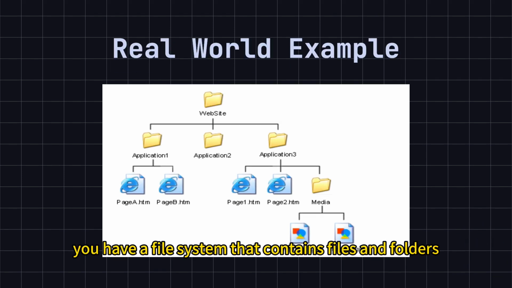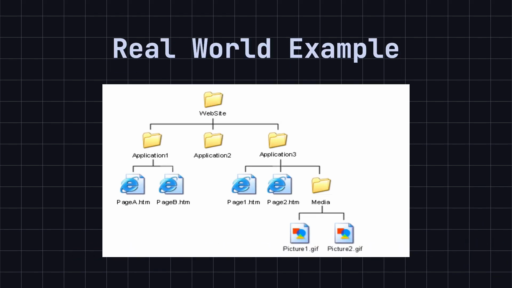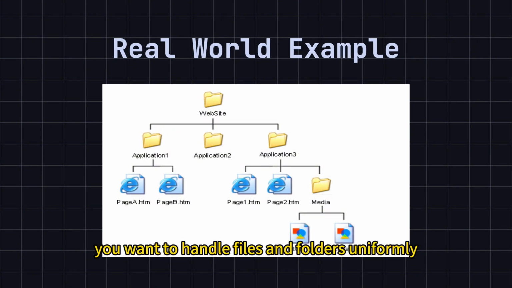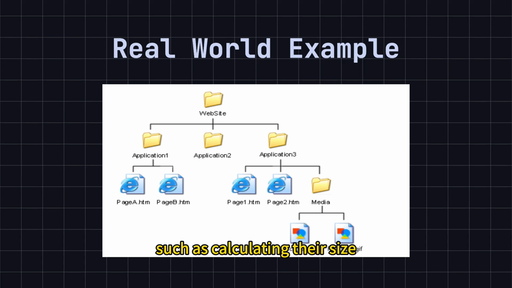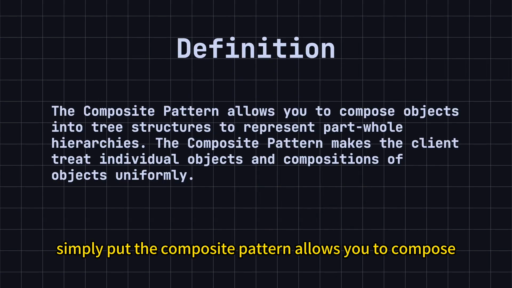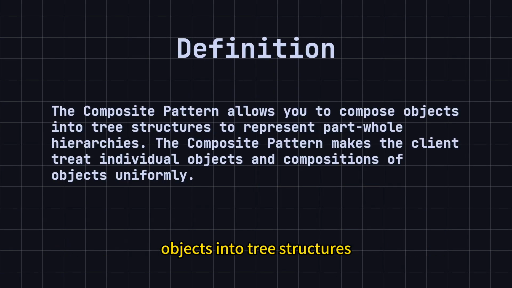Imagine you have a file system that contains files and folders. Folders can contain files or other folders. You want to handle files and folders uniformly, such as calculating their size or displaying their contents. The composite pattern allows you to create a tree structure to represent files and folders and handle them in a consistent way. Simply put, the composite pattern allows you to compose objects into tree structures to represent part-whole hierarchies.